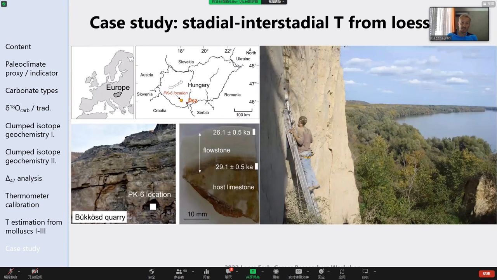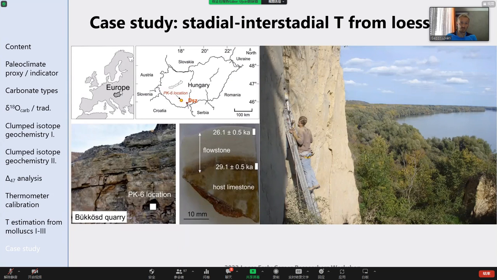Instead of showing calibration data, which is not available at the moment, I would like to show you a case study which we started some years ago, and which is actually a first attempt to use the fossil land snail shells of Trochilus hispidus and Succinella oblonga to reconstruct stadial interstadial temperature changes from loess in East Central Europe. And we also hope that we can get meaningful absolute temperature values from this sequence, which is actually the Loess ECR sequence.